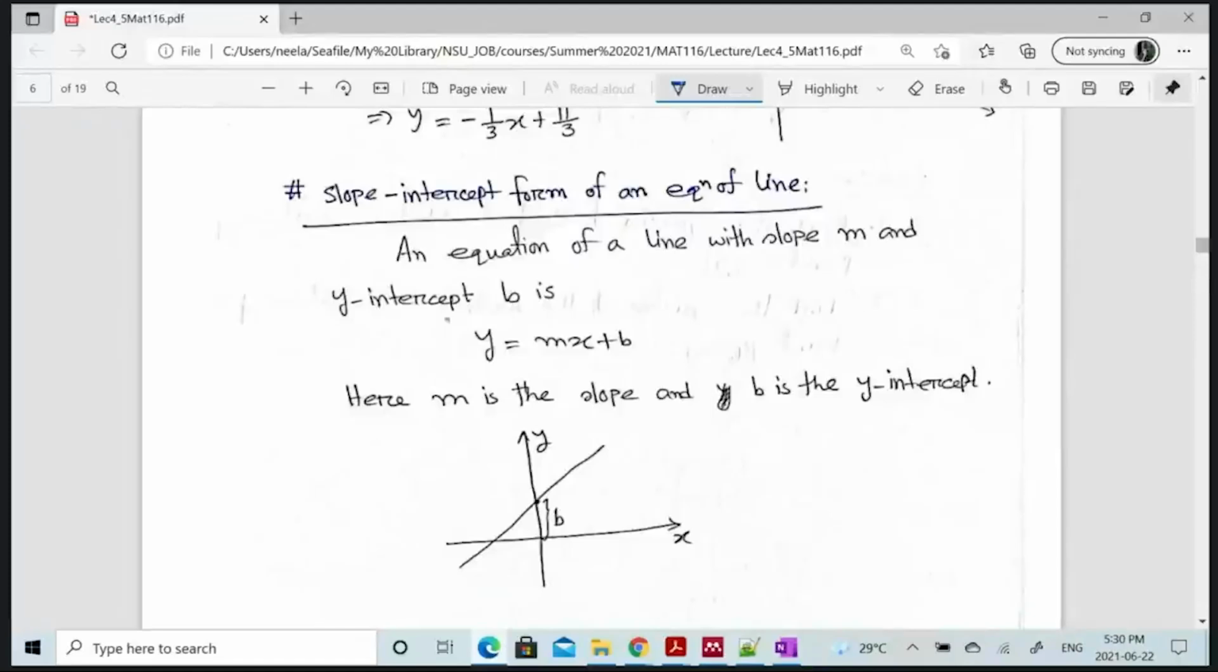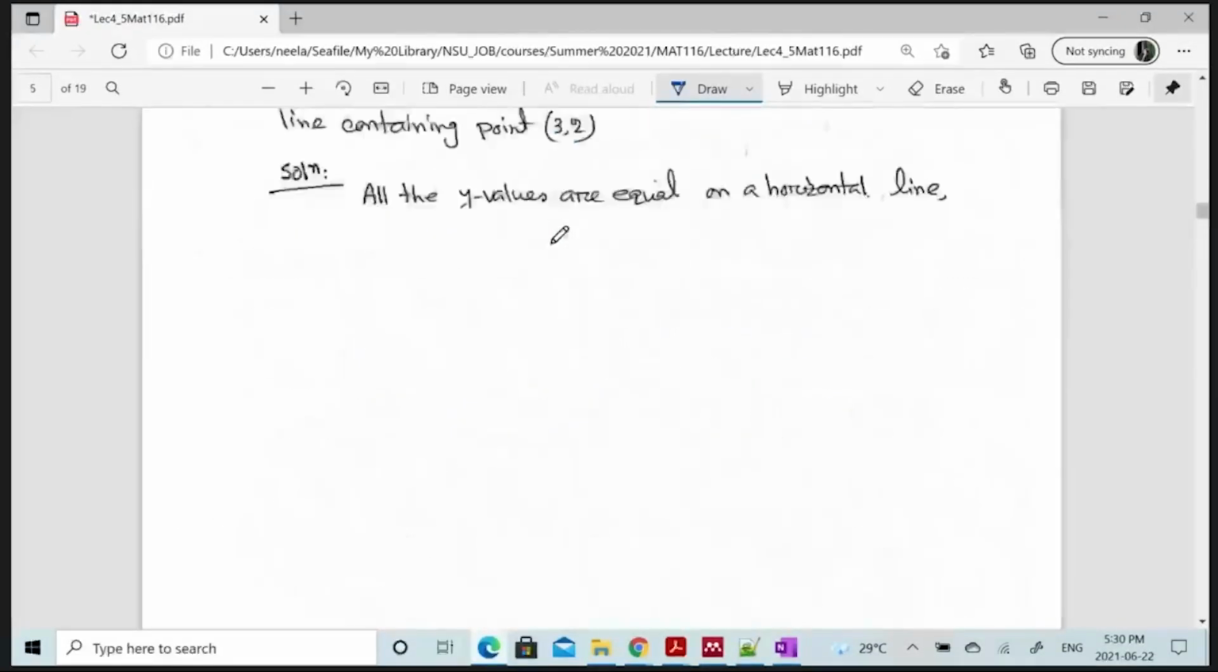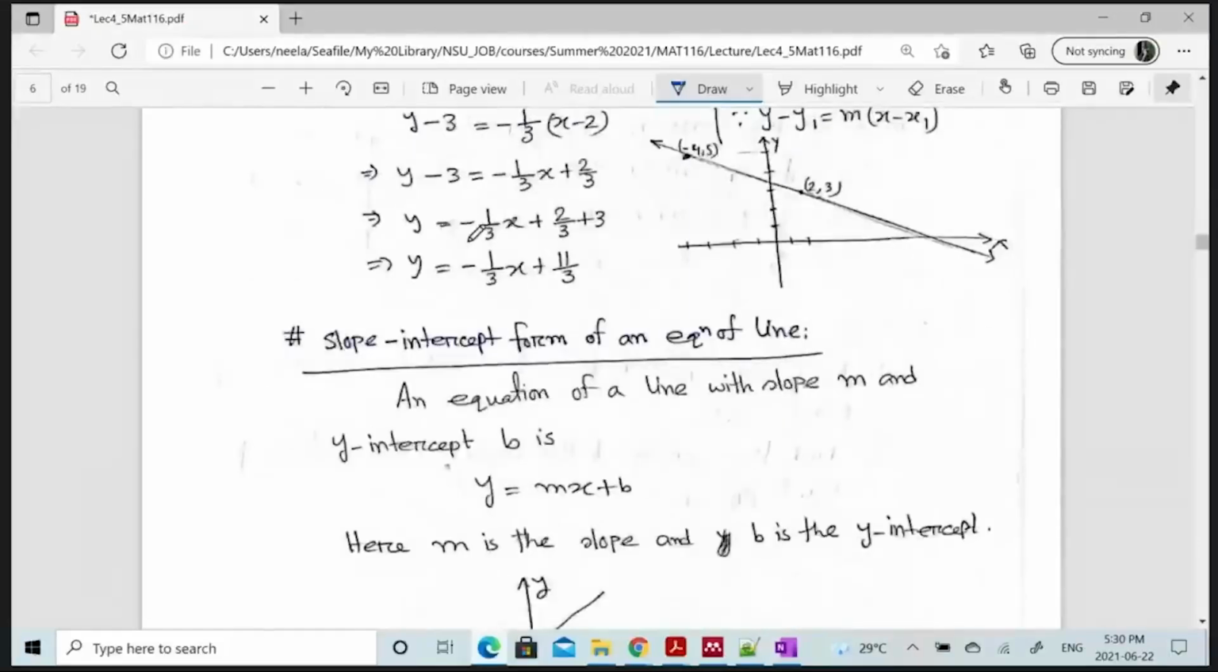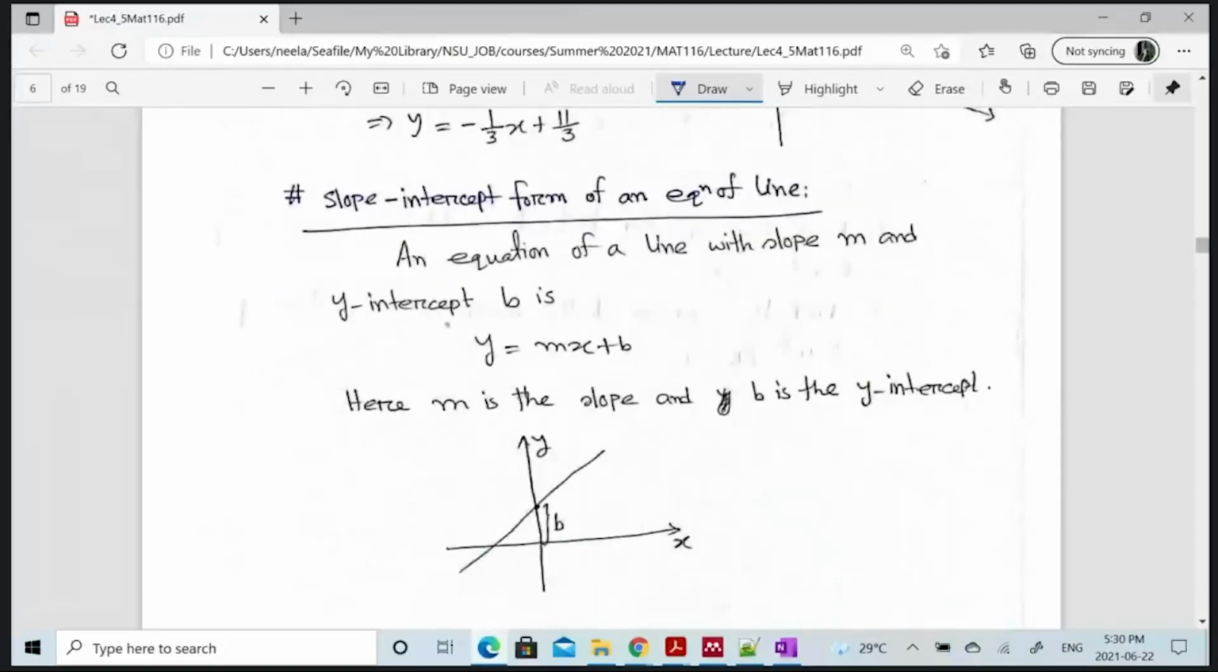So the last thing we're gonna see today is called slope-intercept form of the equation of line. Sorry, I was looking for this equation. This equation is called point slope because we need a point, we need a slope. And now this equation is called slope intercept form of the equation because here m is the slope and b is the intercept.